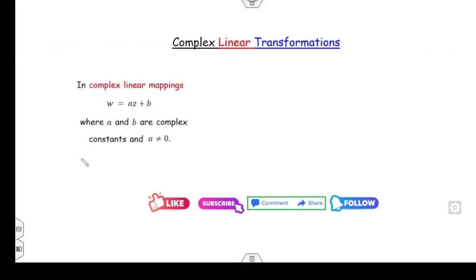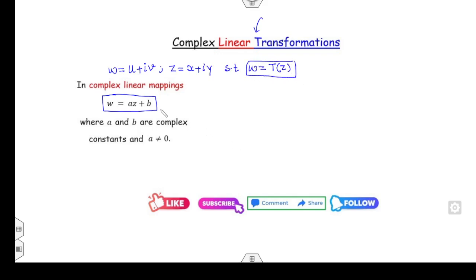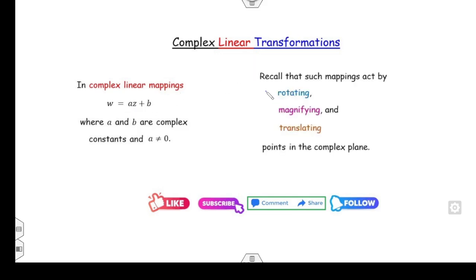Now what we have discussed so far, we have understood the concept of the linear transformations which are defined as W is equal to AZ plus B, where W is defined as U plus iota V, Z is defined as X plus iota Y, such that the transformation is W is equal to T of Z. Based on these properties of the linear transformations, we have studied the concept of rotations, magnifications, translations, and one more property that we discussed in our last lecture is inversions.